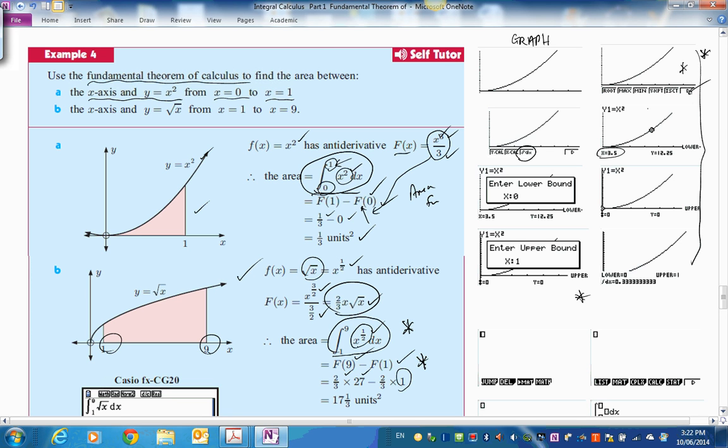So we put in 0 now, and it will come up, you want that to be the lower bound? Yes. And we execute that, and it asks for the upper bound. And we pop in 1, and we execute that, and it displays it and gives the area for a third square unit, 0.333. So do you like it? That's a way of doing it on the calculator.